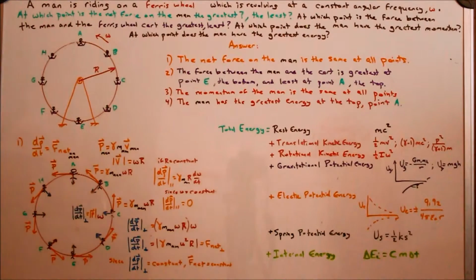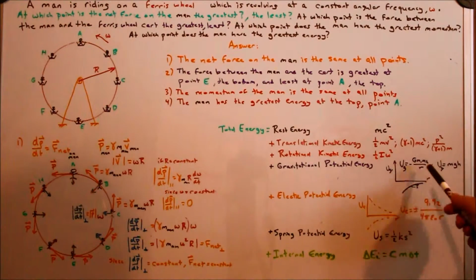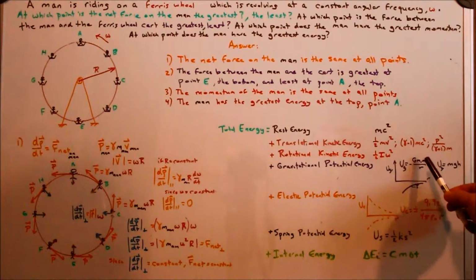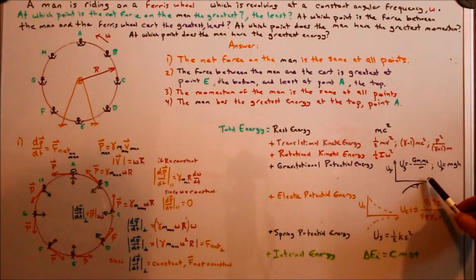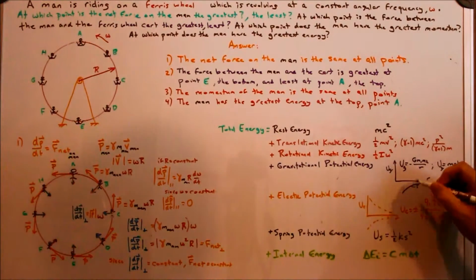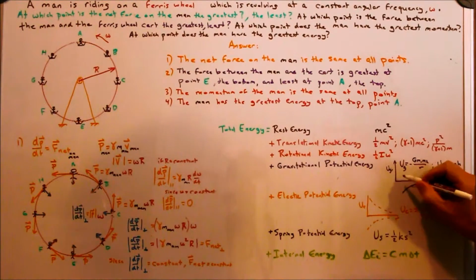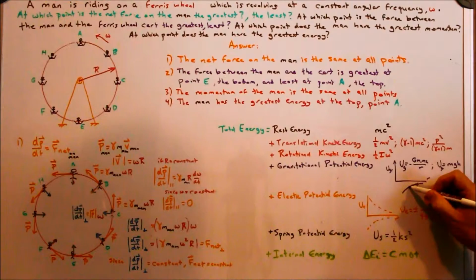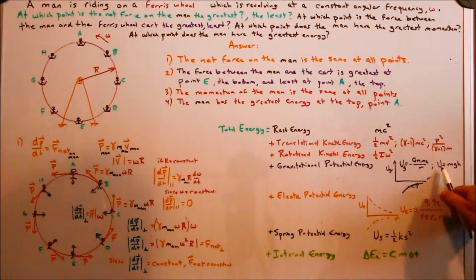Some path-independent potential energies: gravitational potential energy, two forms which also give identical results. The more general one is minus G m1 m2 over r. As r gets greater and greater, he's moving farther and farther away. Higher up is up here, lower down is down here. So as he gets farther away, the potential energy increases.